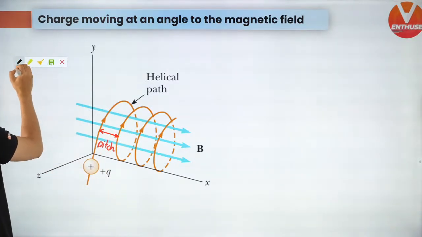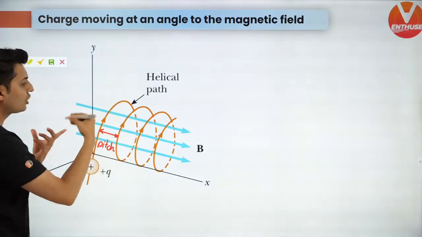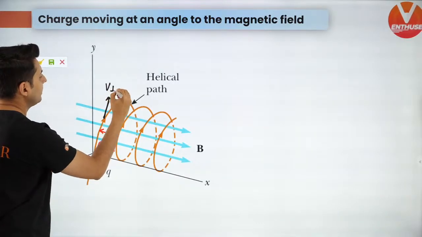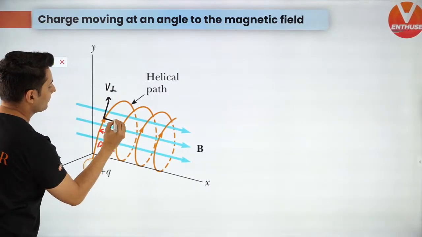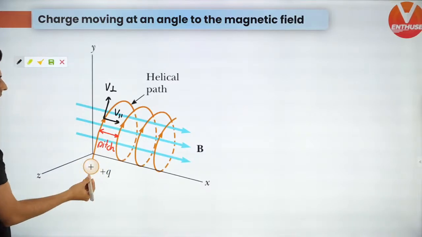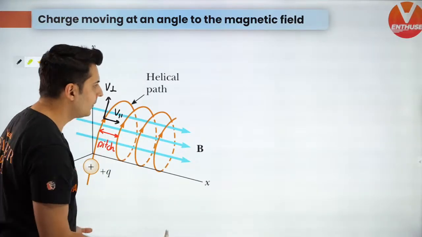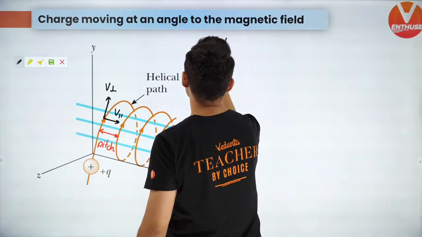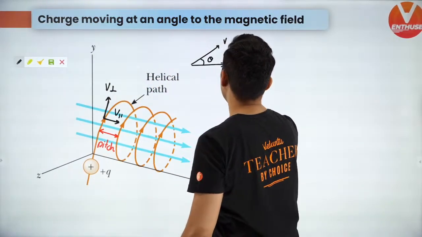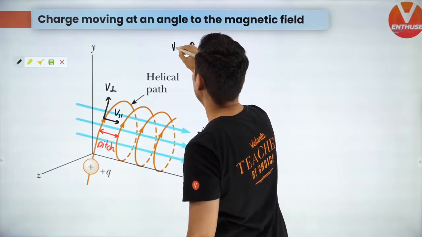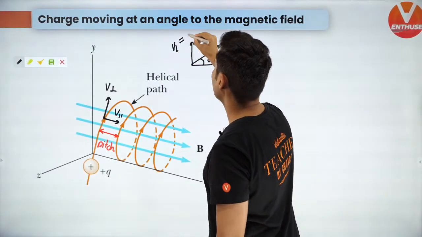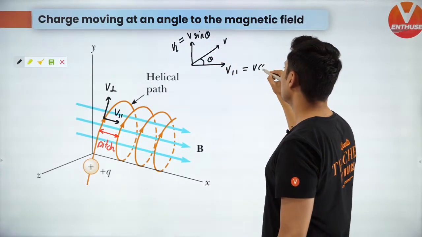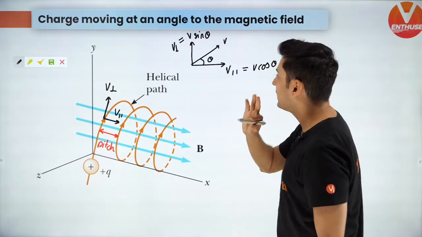And in this situation, remember, the circular motion is because of the perpendicular velocity, and the forward motion is because of the parallel velocity component. So now, here is the trick, guys. If this was my velocity, this was my angle, this was V parallel, this is V perpendicular. How much will be V perpendicular? It will be V sine theta. How much will be V parallel? V cos theta.